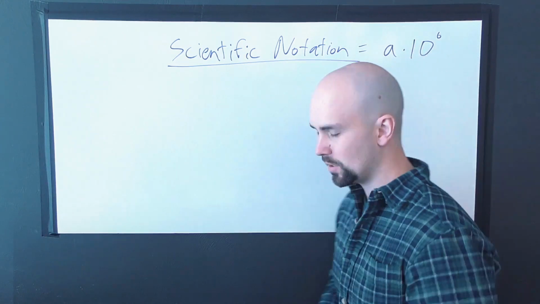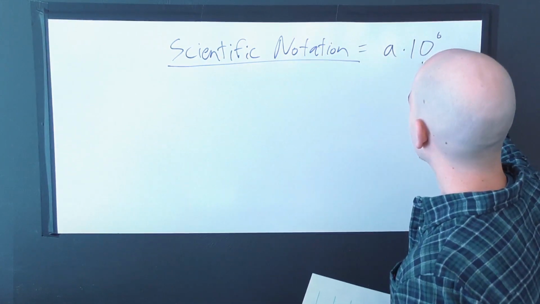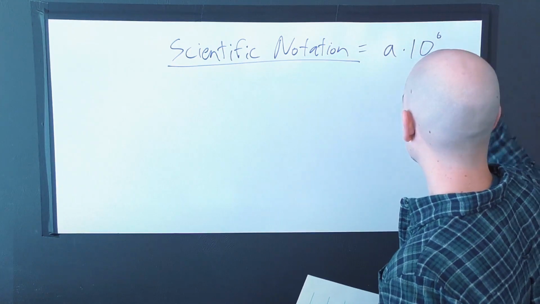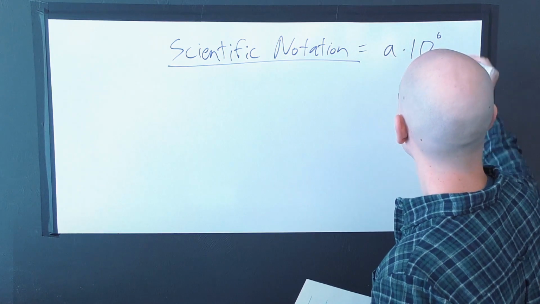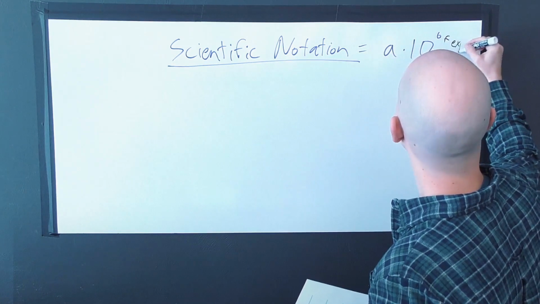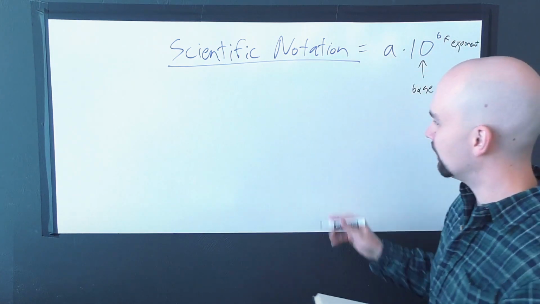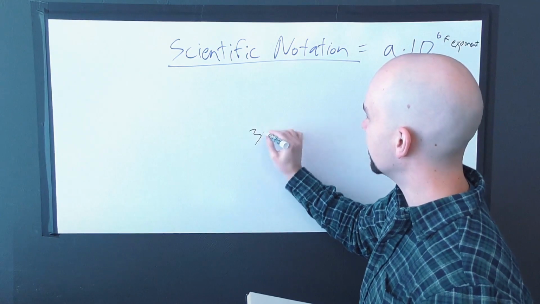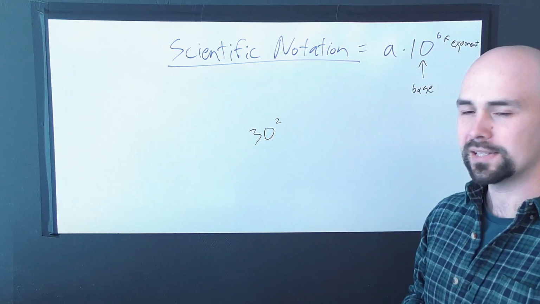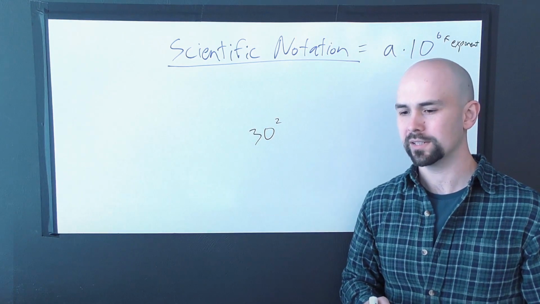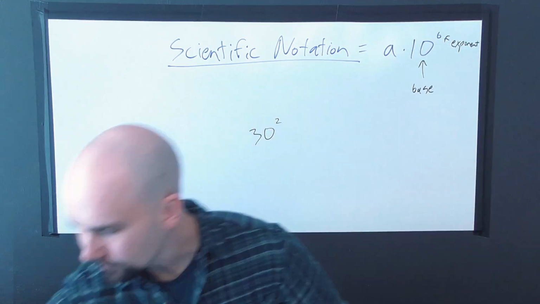So first, some terms for your math dictionary. When I have a number like 10 that's being multiplied by itself, raised to a certain power, this is the base, and then b would be the exponent. So if I have, for example, 30 squared, what's the base? And what's the exponent? The base is going to be 30, and the exponent is going to be 2. All right, so base and exponent.